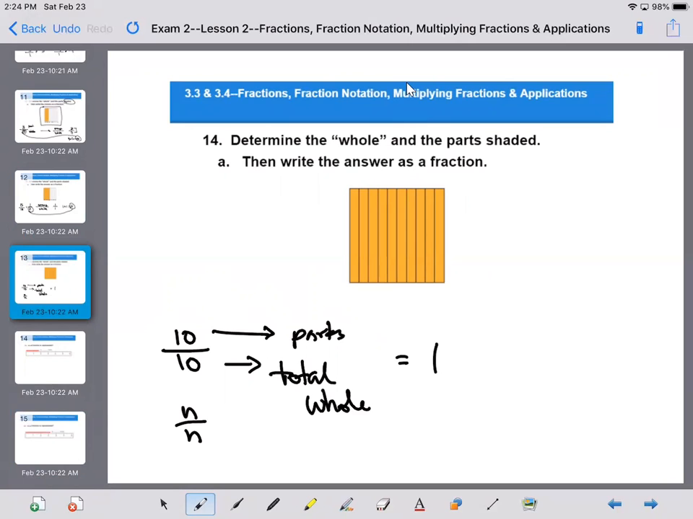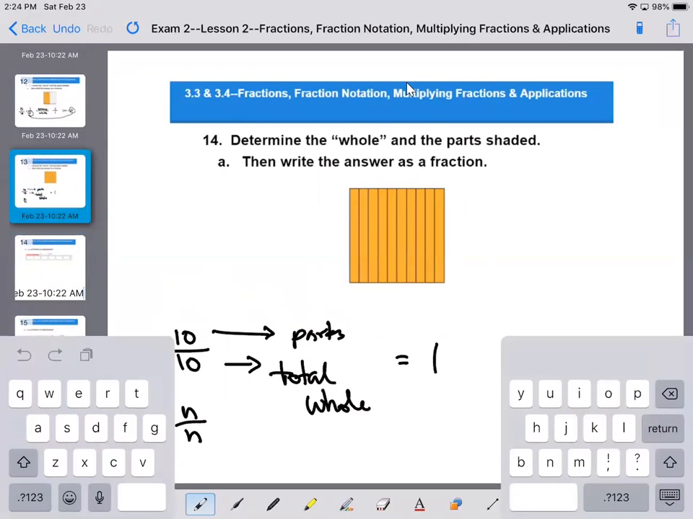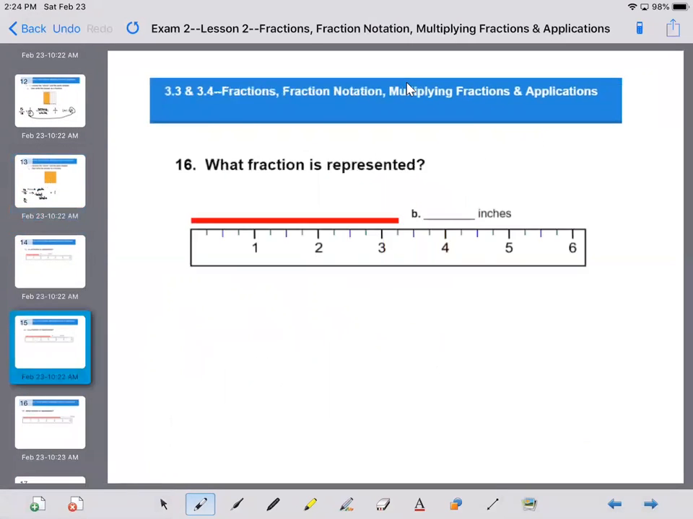Now if we look at a linear measurement with the ruler, you have to look at what the whole is subdivided into, because remember, each of these represent whole amounts. So I see 1, 2, 3 tick marks in between the 3 and the 4, which means that it's subdivided into fourths.